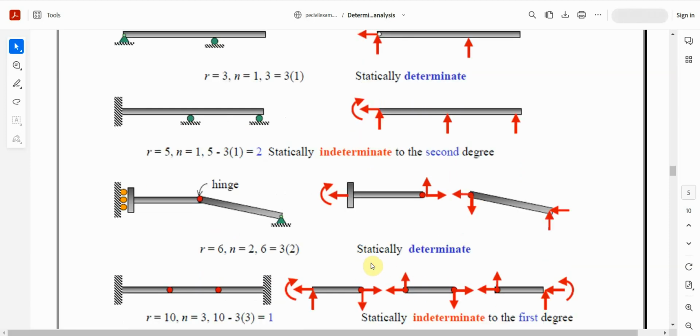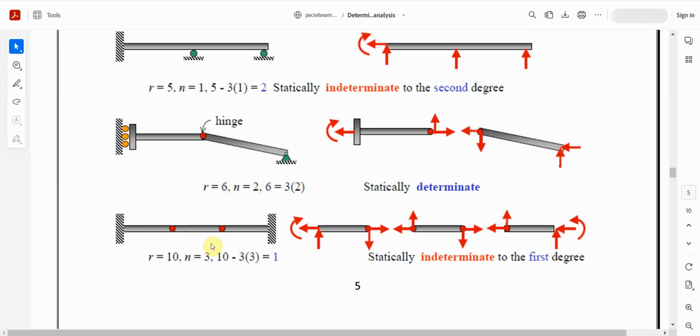Now let us go to another example. Look at this structure. We have it fixed here, and 2 hinges at various points here. Now for this particular one, the same thing that we did earlier is what we are going to do. We are going to look at how many unknown reactions we have. We have 3 here, we have 2 here, we have 2 here, and we have 3 here. So the total number of unknown reactions is 10, 3 plus 2 plus 2 plus 3, making 10. But how many members do we have? We have one member here, another member here, and another member here, making 3 members.